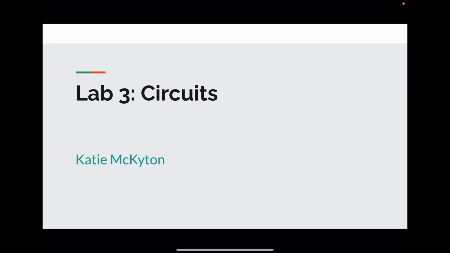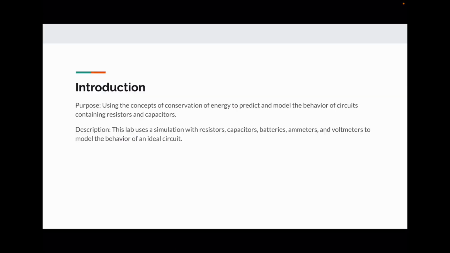Physics 2212, Lab 3, Circuits. The purpose of this experiment is to use the concepts of conservation of energy and charge to predict and model the behavior of circuits containing resistors and capacitors. This lab uses a simulation with resistors, capacitors, batteries, ammeters, and voltmeters to model the behavior of an ideal circuit.